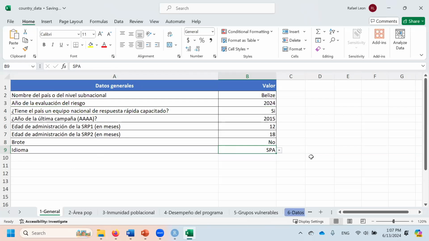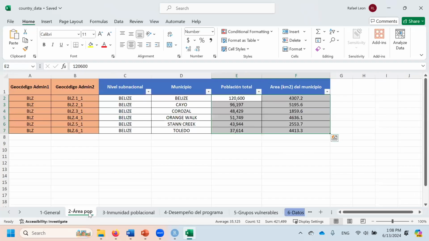It is important for this to be done in the language that we want to see the output of our analysis. If you change the language, it will change the output, both in terms of QA or quality analysis, as well as the final tool and the resulting dashboard.